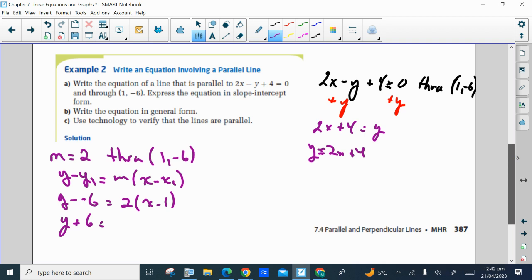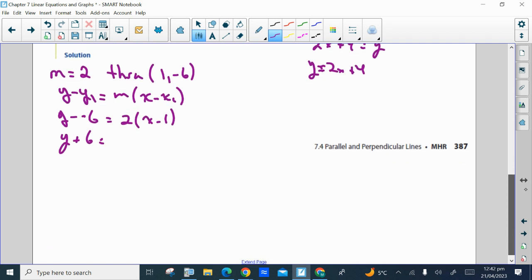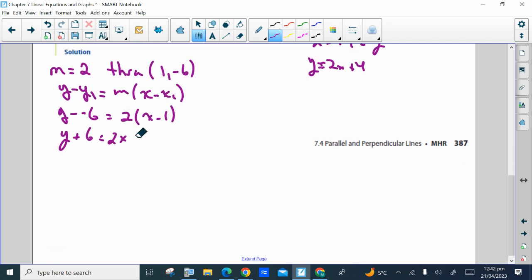It does ask us to write it in slope-intercept form, then general form. So when I multiply out the brackets on the right, you're multiplying both the x and the minus 1 by the 2 in front. And then we would subtract 6 from both sides to get it in slope-intercept form, because you'll have positive y by itself. Negative 2 take away 6 is minus 8. That's in slope-intercept form, y equals mx plus b. Right, so that's part A.